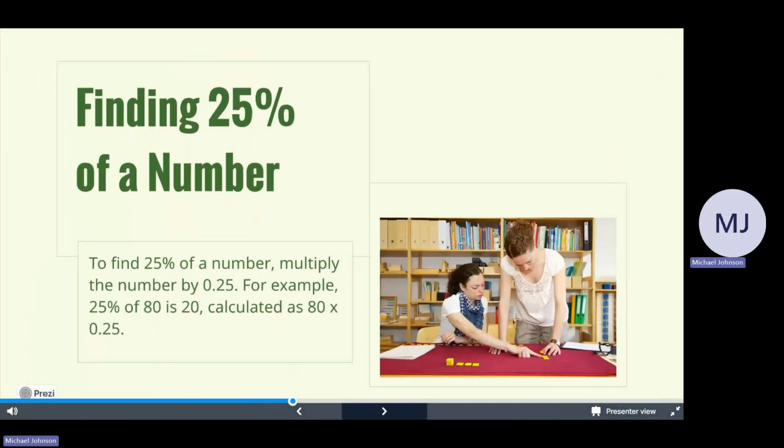To find 25% of a number, multiply the number by 0.25. For example, 25% of 80 is 20, calculated as 80 times 0.25.